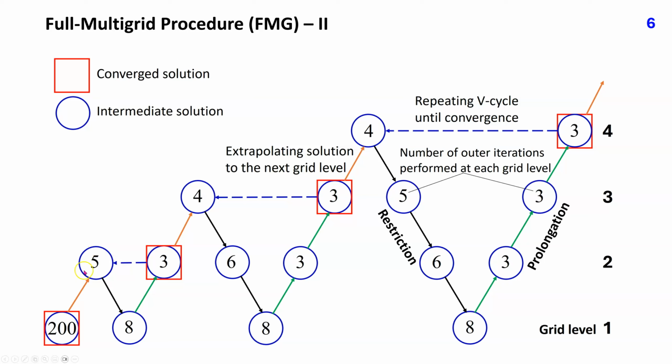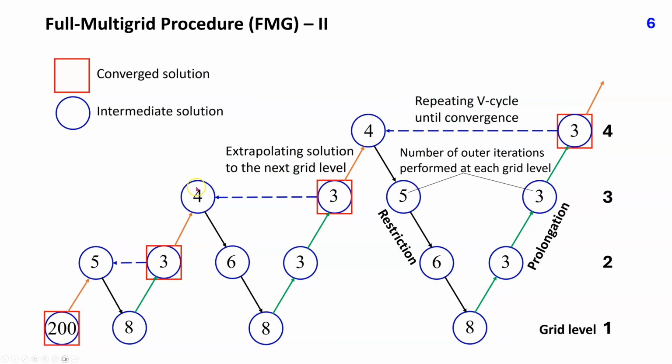After, say, 5 outer iterations at grid level 2, we restrict the residuals and velocity to grid level 1 and perform there 8 outer iterations of the SIMPLE algorithm. The difference between the initial, that is, restricted solution from grid level 2, and the solution after 8 iterations is prolonged to grid level 2, where it is added to the latest intermediate solution. This V-cycle with 2 grids is repeated until converged solution on grid 2 is obtained. It is then extrapolated to grid level 3, where it serves as the initial solution.